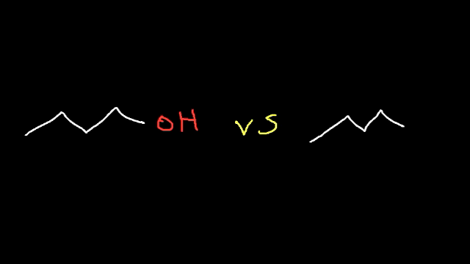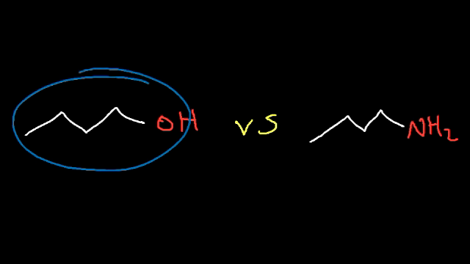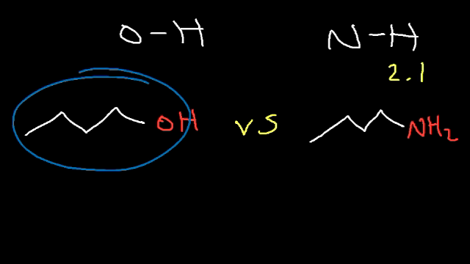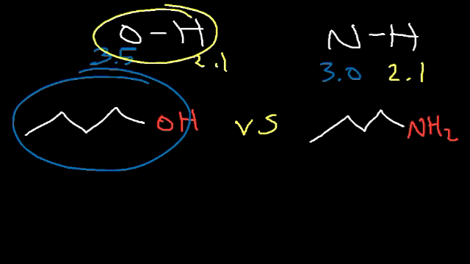Now, which one has a higher boiling point? An alcohol or an amine? It turns out that alcohols have higher boiling points than amines. If you compare the OH bond and the NH bond, hydrogen has an electronegativity value of 2.1, and nitrogen is 3.0, but oxygen has an EN value of 3.5. So because the electronegativity difference is greater in the OH bond than the NH bond, the OH bond is more polar, and so that hydrogen bond is stronger.